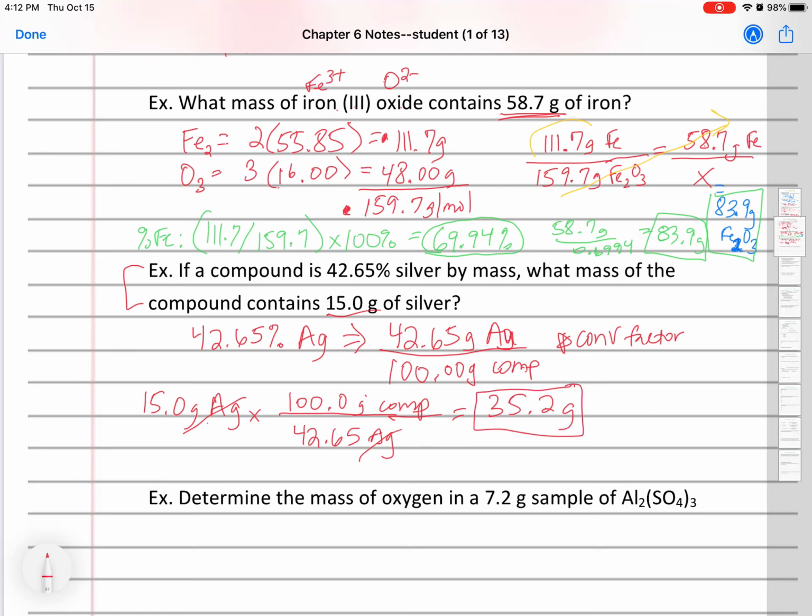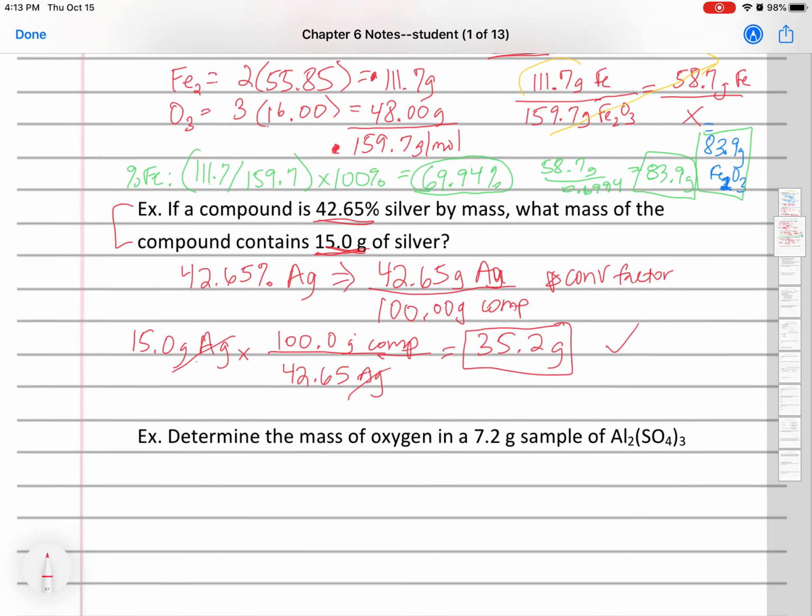And that makes sense because the amount of compound should be greater than the amount of silver. Silver is a component of the compound. And that eyeballs about right too. 15 out of 35 is a little bit less than half, so about 42%. That checks out in terms of mental math estimating and checking that the answer is correct.